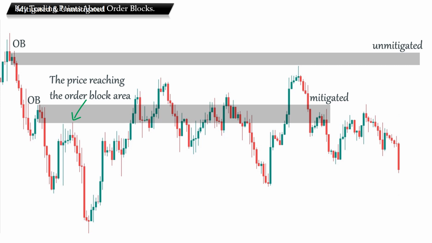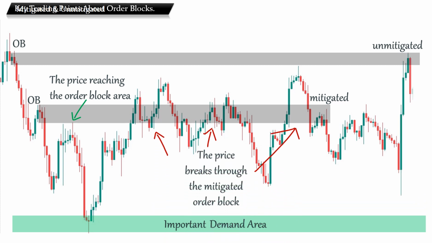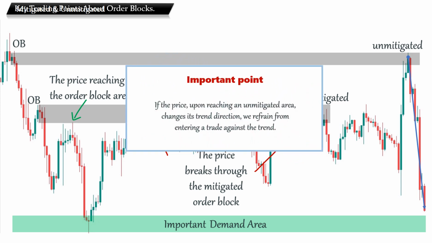But the significance of these two types of order blocks becomes evident when the price reaches an important supply or demand area. In such situations, if you decide to enter a trade, keep in mind that the price often breaks mitigated areas and continues its movement until it reaches unmitigated areas. You can consider unmitigated areas as profit targets in your trades. If the price, upon reaching an unmitigated area, changes its trend direction, we refrain from entering a trade against the trend.